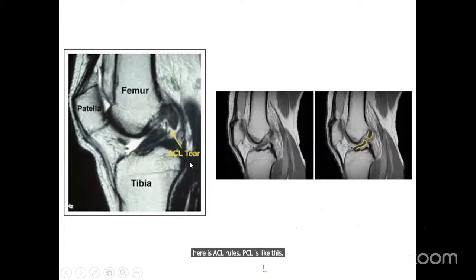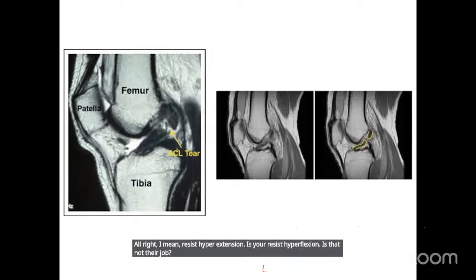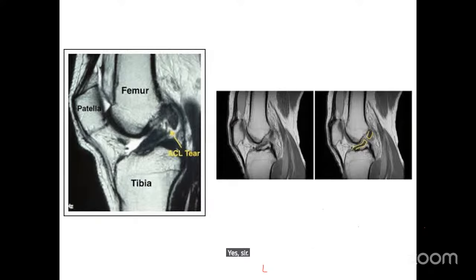All right. ACL resists hyperextension. PCL resists hyperflexion. Is that not their job? Yes, sir. Okay. So look at this one now. This one you can see. Look at it, it continues. There's a continuity. Then there's a segment here. So what was your diagnosis in this one? Look at it.